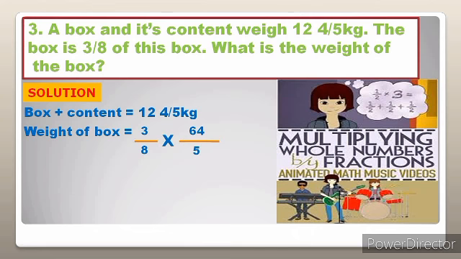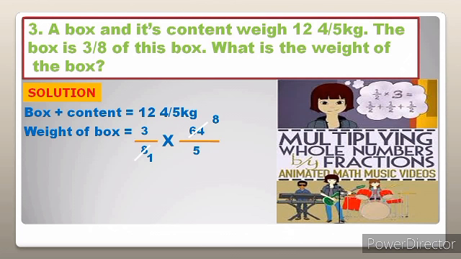Now you look for the numerator and the denominator that can cancel out each other, and it is 8 and 64. From this 8 and 64, you discover that the common factor is 8. So when 8 divides 8, it gives you 1. When 8 divides 64, it gives us 8. Now 3 and 5, numerator and denominator cannot cancel out each other, so you leave them.